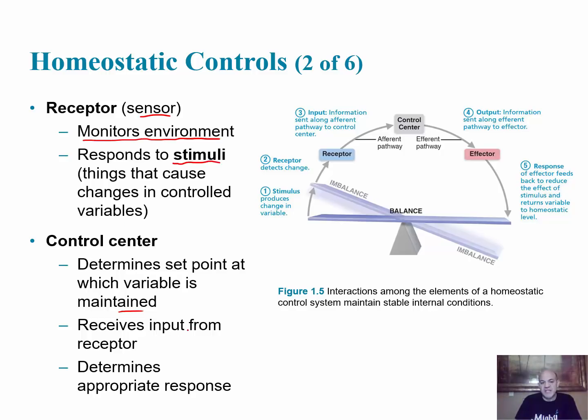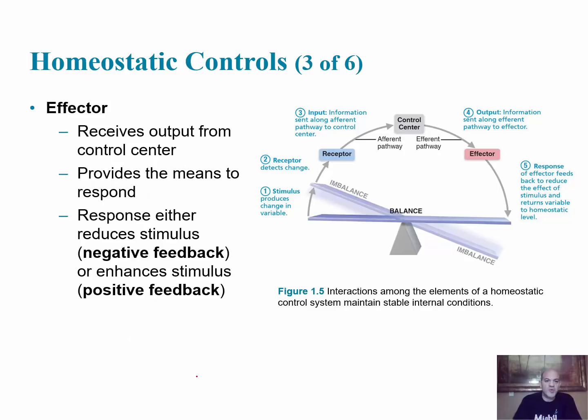This control center will receive input from the receptor. So the receptor receives the stimulus and then sends information to your control center. And then the control center, once it receives it, will determine the appropriate response to take place. Once that appropriate response is determined, information will be sent as output towards an effector. An effector is a structure that receives output from the control center, and the effector provides the means to respond.